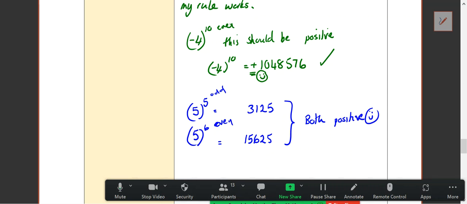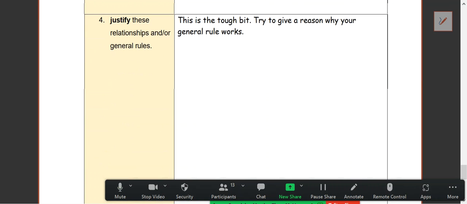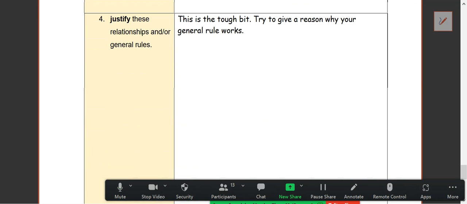Right, here's the tough bit. Try to give a reason why your general rule works. So let's look at negative 3 to the power of 5 and negative 3 to the power of 6. Why is this one negative and why is this one positive? Any ideas? Negative times a negative is a positive.